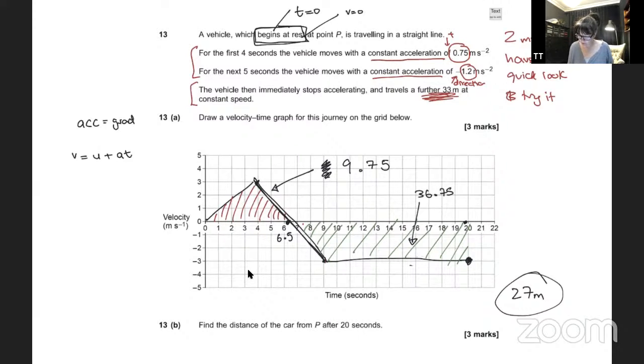Let me clear this graph a little bit. Oops, that's not clearing, that's making it worse. Okay. So we know it goes up with a gradient of 3/4, so it ends up 4.3.